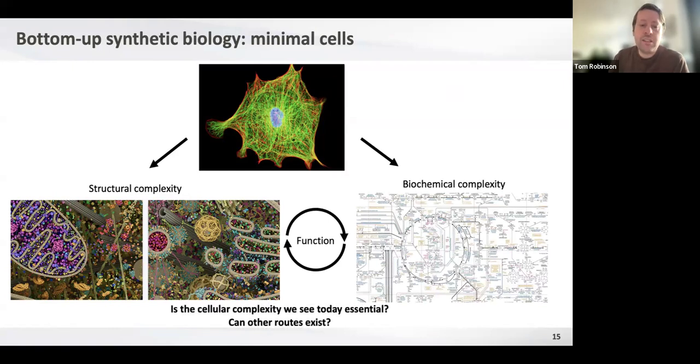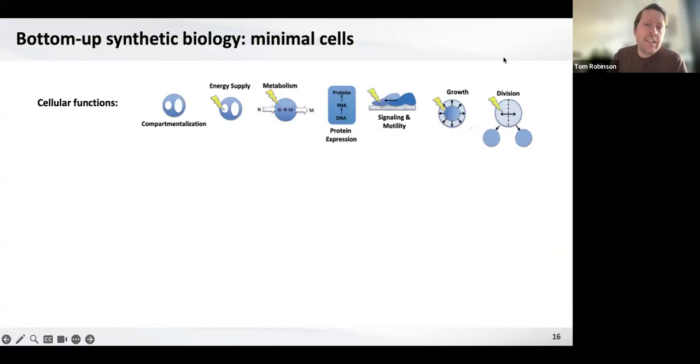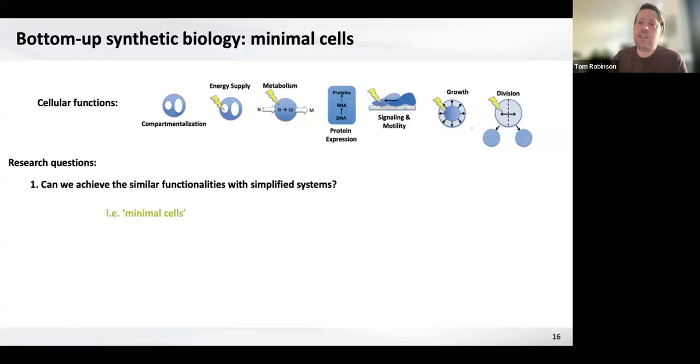And the overall question in my lab is always: is this cellular complexity that we see today in cells really essential to bring about these functions? Or can other routes possibly exist to bring about similar functions? And what do I mean by cellular functions? Well, I can break this down into different categories, and you can argue what are the most important functions, but here's just a few of them, ranging from compartmentalization to protein expression to cellular growth or division, etc. And the first research question I want to ask is, can we achieve similar functionalities but with simplified systems?